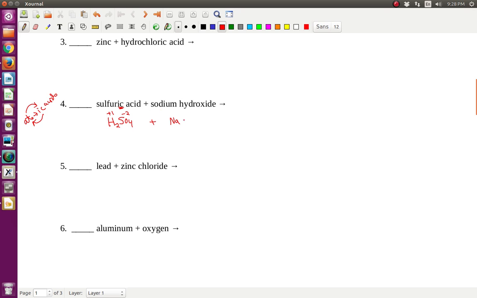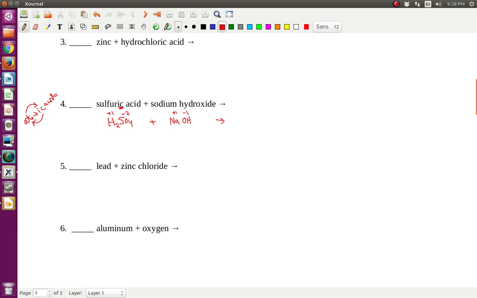Sodium is Na. Hydroxide is another polyatomic ion you need to know, which is OH. Sodium's a +1, hydroxide's a -1. And that's already swapped and dropped, and here that's swapped and dropped because we do it automatically when we add those hydrogens in to cancel out the -2 charge. So now, what kind of reaction will this be?